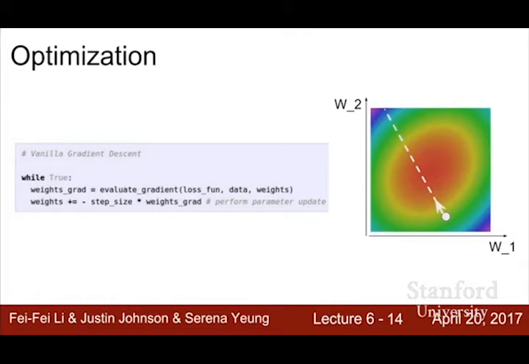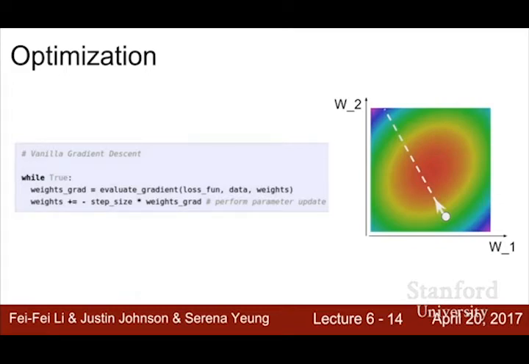So in this cartoon picture of a two-dimensional problem, we're only optimizing over these two values, W1 and W2, and the goal is to find the most red region in this case, which corresponds to the setting of the weights with the lowest loss.